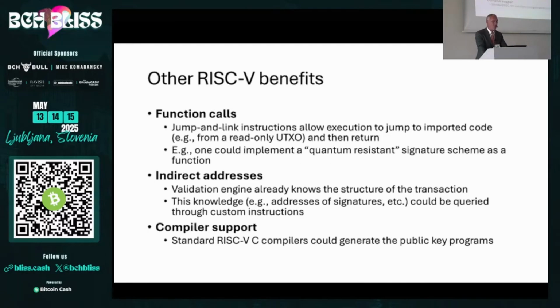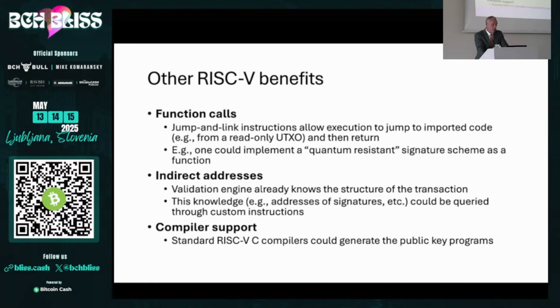Other RISC-V benefits, we have function calls. So there's a jump and link instruction that would allow execution to jump to imported code, for example, from a read-only UTXO and then return. One example is you might want to implement a quantum-resistant signature scheme, and maybe that takes 20 kilobytes of assembly instructions, but I don't want to have 20 kilobyte transactions. So we can just write that once to a read-only UTXO, and then transactions, rather than including all 20 kilobytes, can just reference that UTXO, and then execution can jump to the program written in that UTXO.